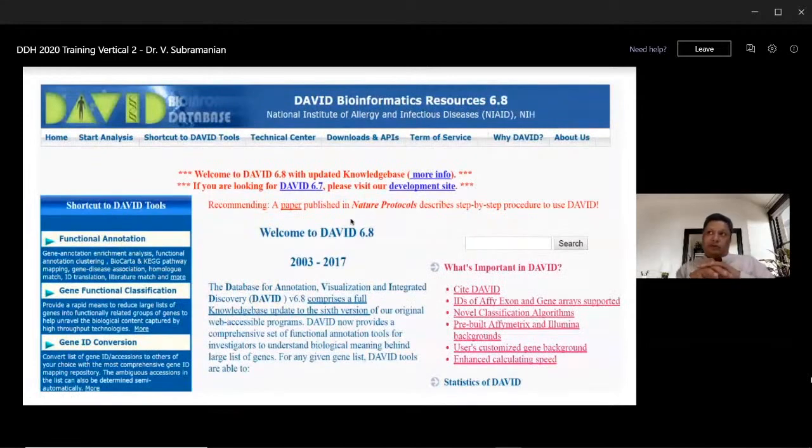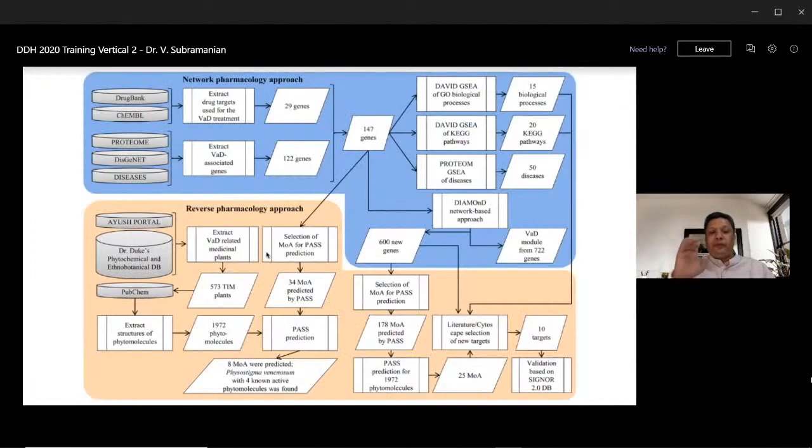Now, once we have the genes, we have to understand the gene ontology and gene enrichment. What we mean is where these genes, the products of these genes, the proteins, are participating, in which pathways, in which signaling, that we have to understand. So for this, we used the Database for Annotation, Visualization, and Integrated Discovery.